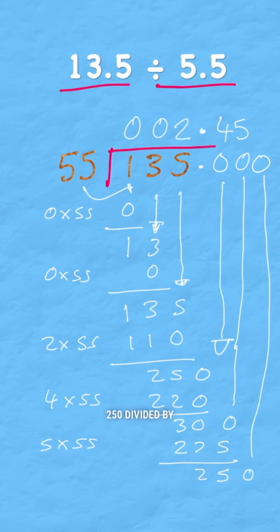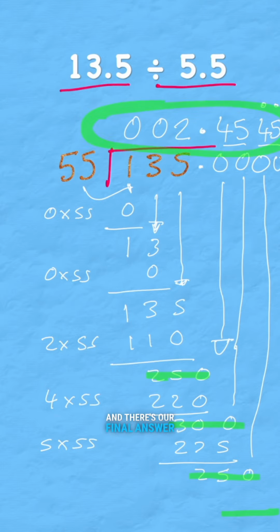250 divided by 55 is 4 again, and now I'm just going to get into a pattern of always having 250 left over, and then 300, 250, and then I'm going to get 300 again. So therefore I know that my pattern will be 2.4545. So I show that by putting a recurring symbol above it. And there's our final answer. Easy.